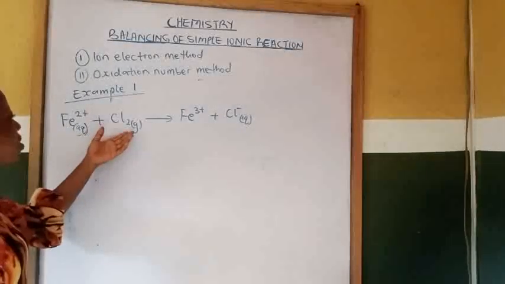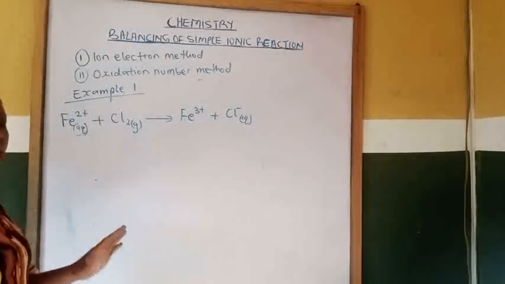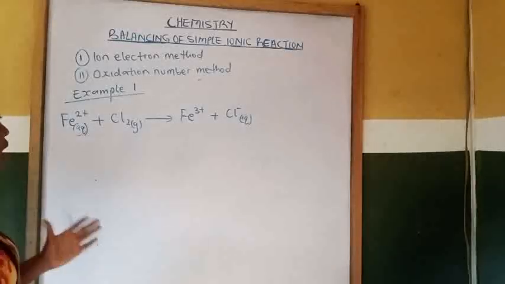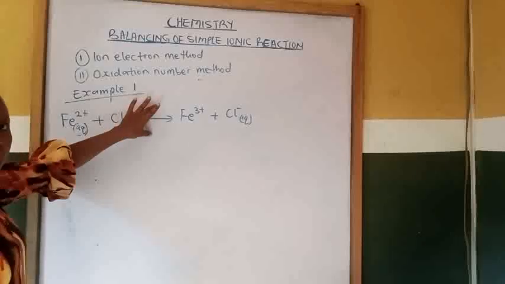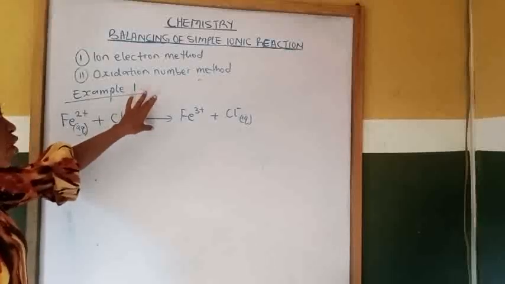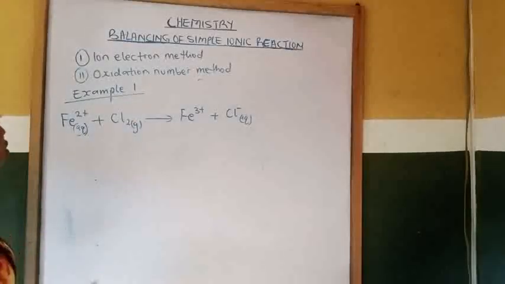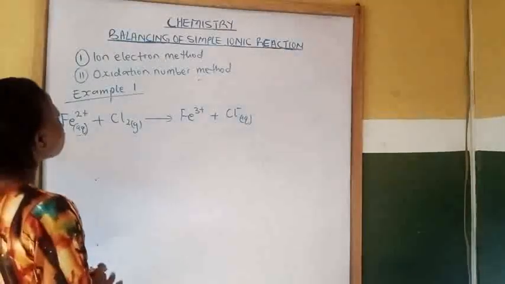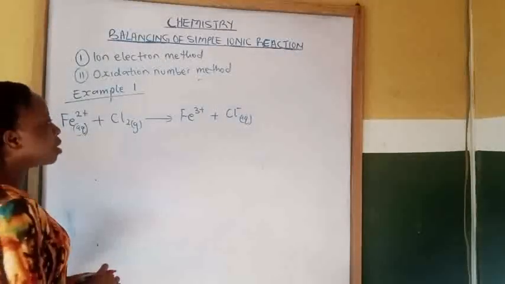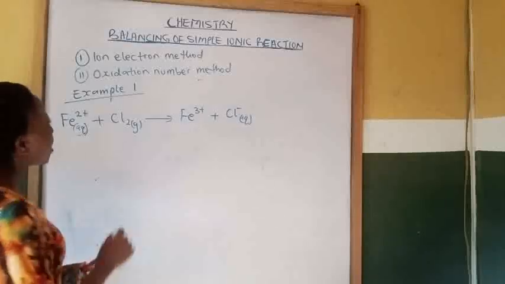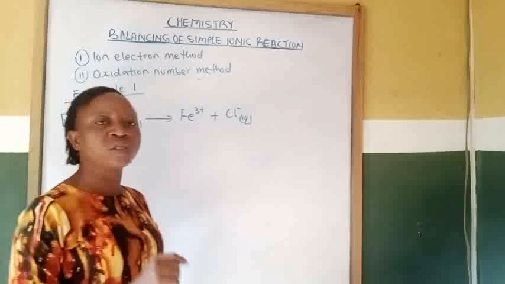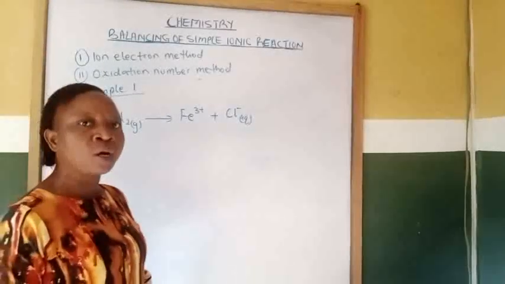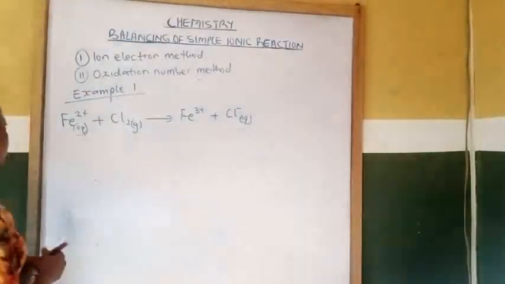You can see that in this reaction there is no oxygen atom. Therefore it is a simple ionic equation, because there is no oxygen atom. Now, what is the first step to take? The first step is to assign oxidation number to each atom.